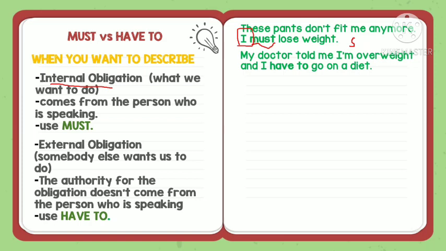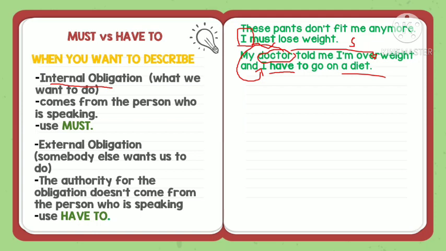On the other hand, in the second sentence, my doctor told me I am overweight and I have to go on a diet. As you can see, the speaker uses have. Okay? In this sentence, sinabi ng doctor, meaning to say external, somebody else wants us to do something. Sinabi ng doctor sa subject natin na si I na overweight siya, so kailangan niyang mag-diet.